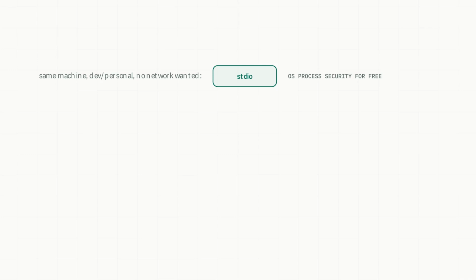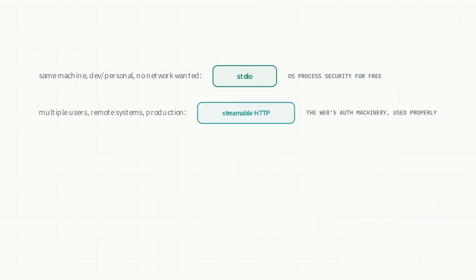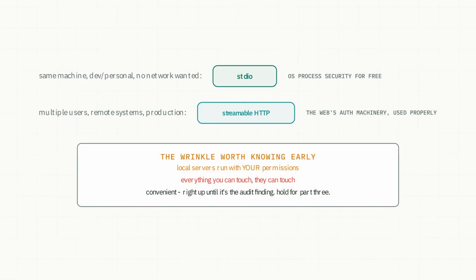Same machine, personal or development use, no network exposure wanted: standard I/O, and you inherit the operating system's process security for free. Multiple users, remote systems, production services: streamable HTTP, and you inherit the web's authentication machinery, which the spec now leans on properly, as the security chapter previews.